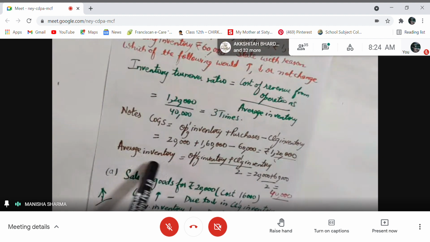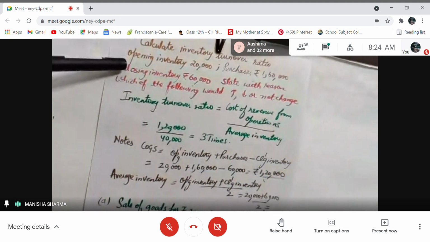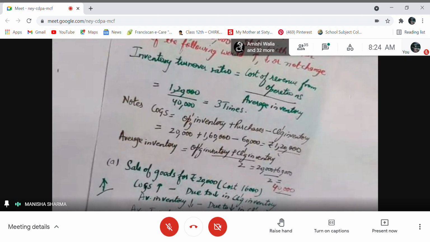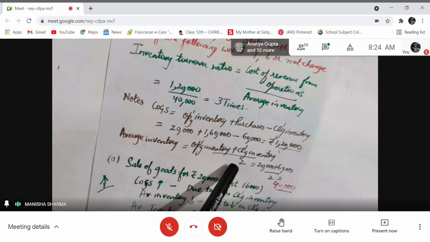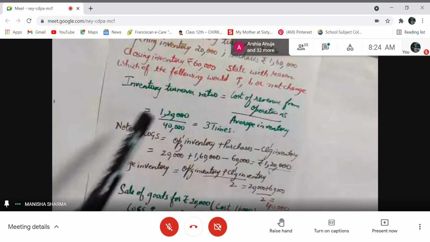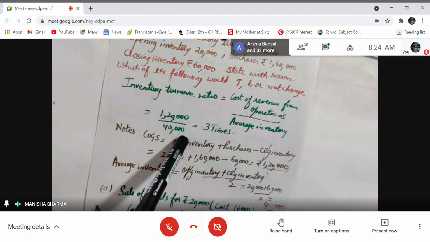So I have to find average inventory now. Opening and closing inventory are both given in the question. Opening is 20,000 and closing inventory is 60,000. So average inventory is opening plus closing divided by 2, so 20,000 plus 60,000 divided by 2. I get average inventory as 40,000. Now I will divide COGS by average inventory to find the inventory turnover ratio. COGS came out to be 1,20,000, average inventory 40,000. So now the ratio is coming 3 times.